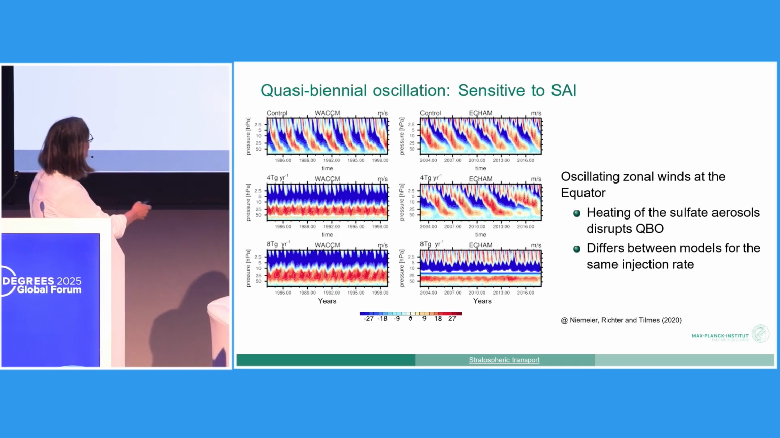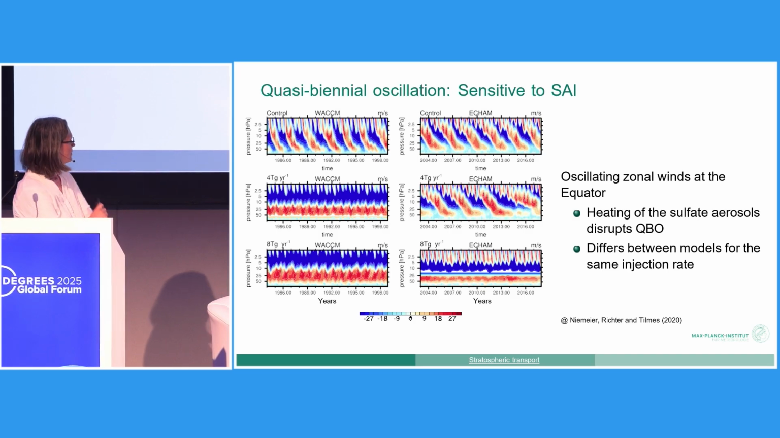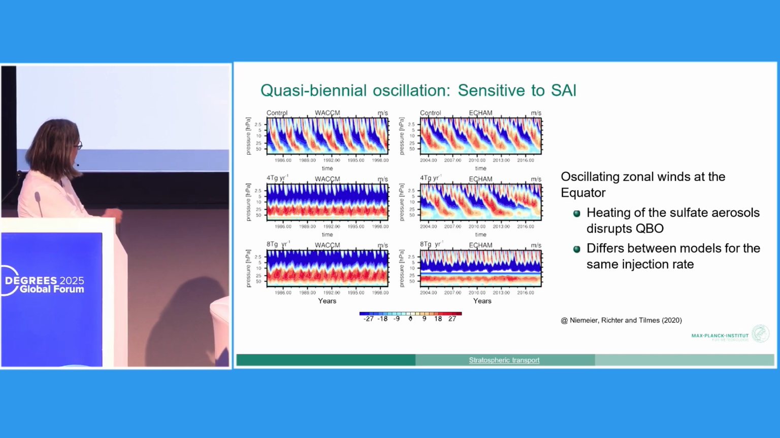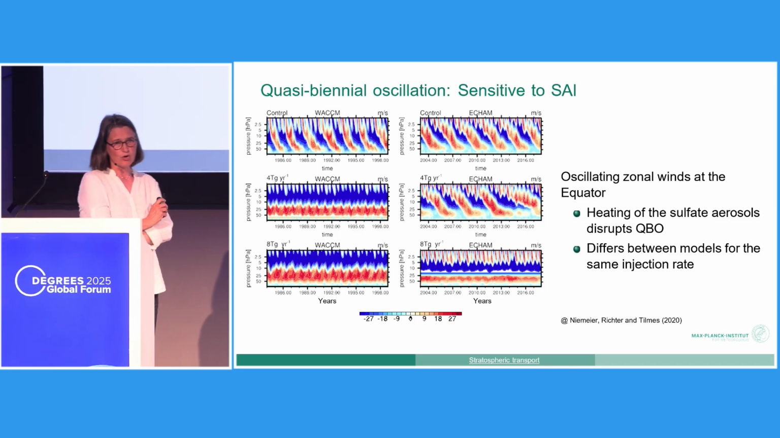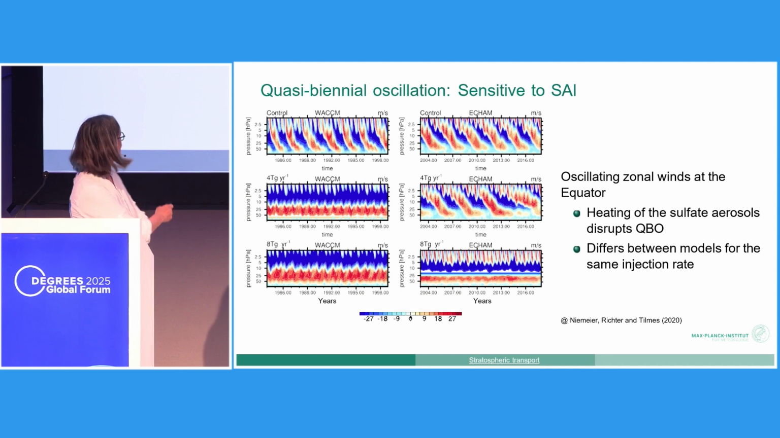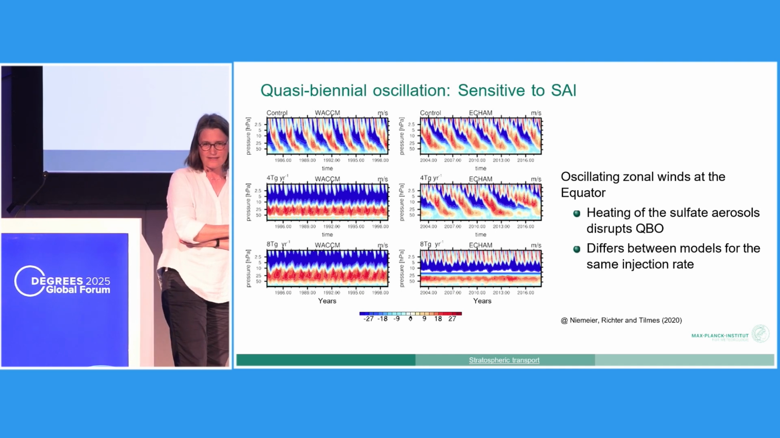as we can see quite nicely already in this transparency. Here we have two models: one is WACCM and one is ECHAM. We see that both models somehow disrupt this QBO, but at different amounts of sulfate. One needs 8 teragrams of sulfate per year, and the other one needs 4 teragrams. And we were asking ourselves, why?